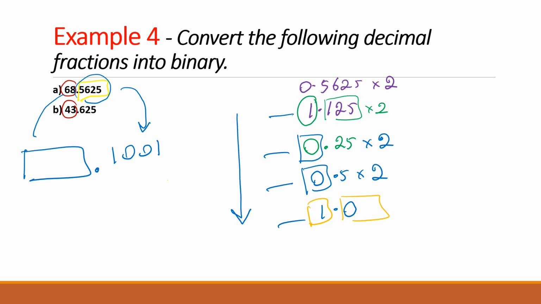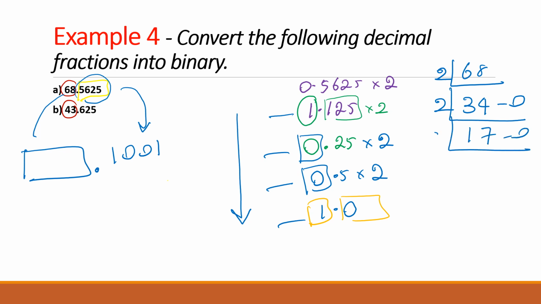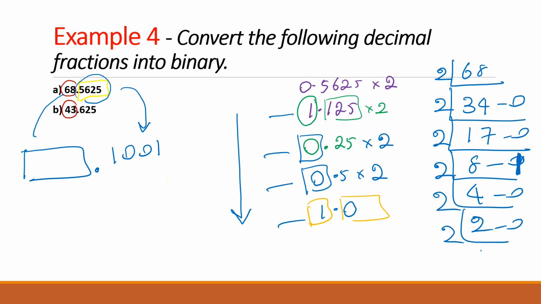Final answer, I need to do the 68. So 68 you divide by 2, and that is 34, remainder 0, and you divide by 2, that will be 17, remainder 0, and you divide by 2, that will be 8 and a 1, and divide by 2, that will be 4 and a 0, divide by 2, 2 and a 0, divide by 2, 1 and a 0. So your answer will be 1000100.1001.